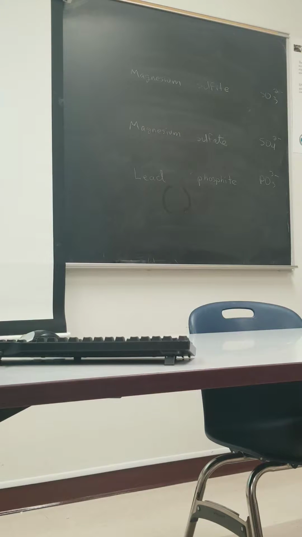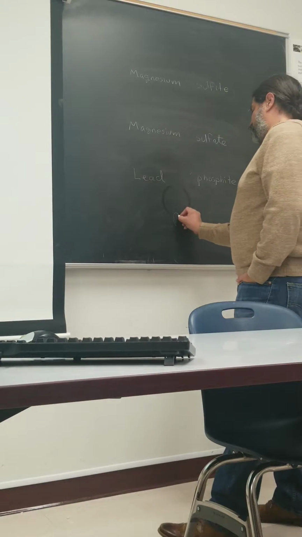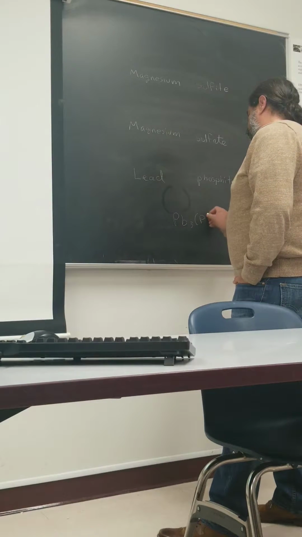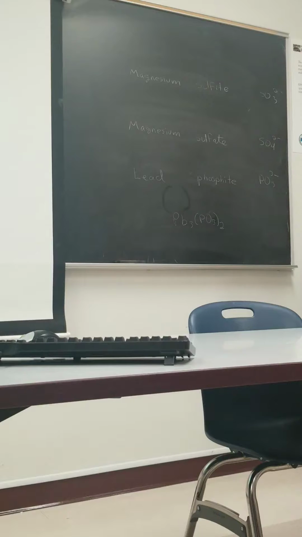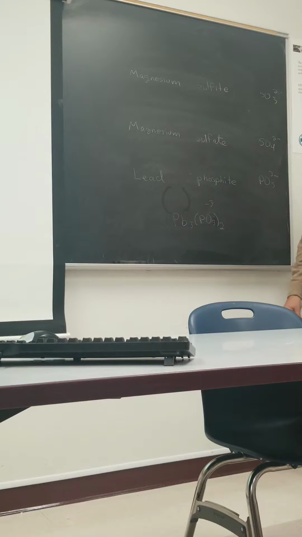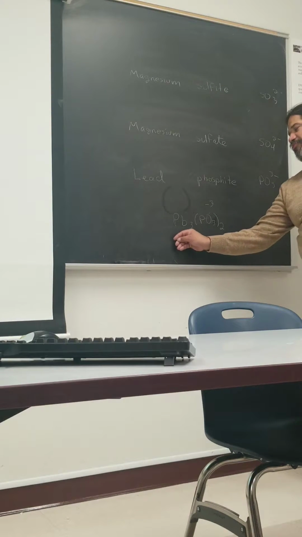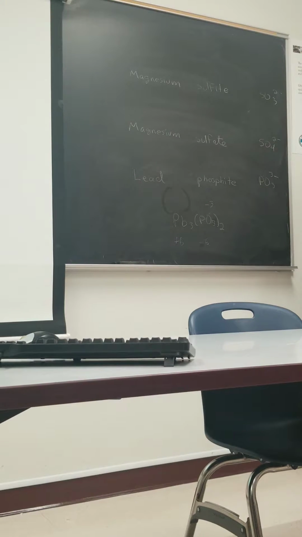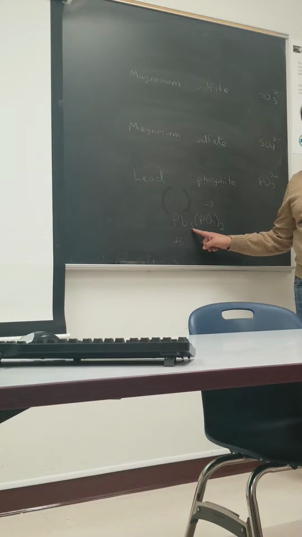Lead, do we need a Roman numeral? Yes. You have to calculate. Okay, what's the charge on phosphite? -3. How many phosphites do we have? 2 phosphites. -3 times 2 is -6. Cancel that with a +6. What is each lead? 2.